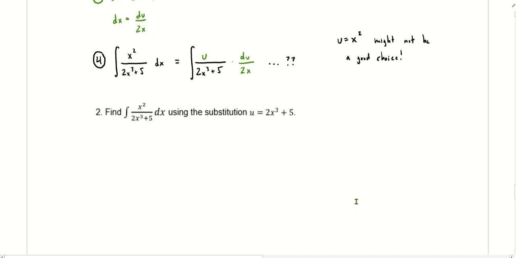So let's try again. Let's integrate the same function, but now let's use the denominator as our u. So now our step 1 is saying u is equal to 2 times x cubed plus 5. And let's see if this does anything better for us.